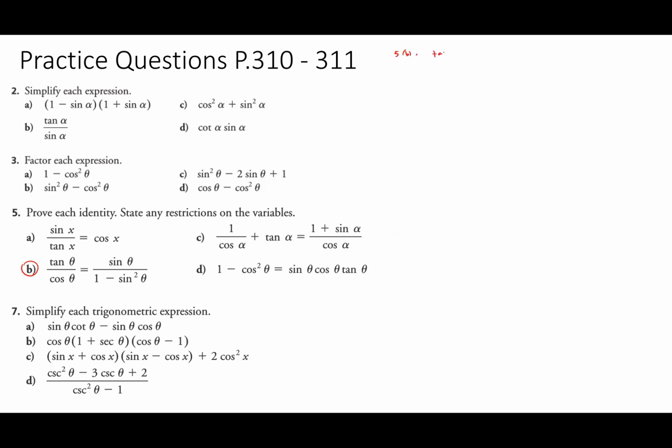Okay, so tan theta over cosine theta is equal to sine theta over 1 minus sine squared theta. So have your identities in front of you. Try approaching these questions. If you're taking a look at this question, now you have to pick a side. Which side are you going to pick, right?